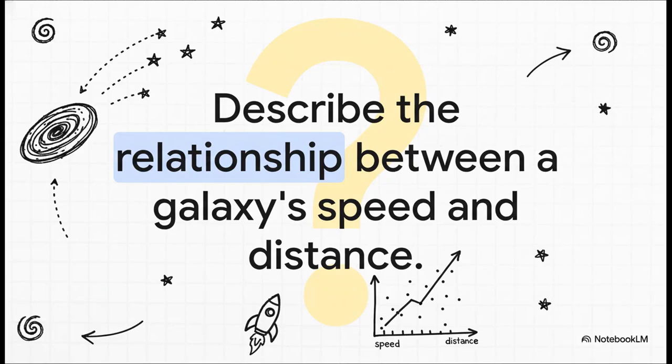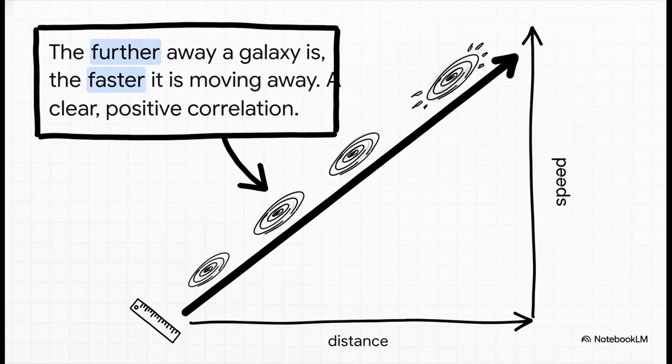Now for question 05.3. It asks you to simply describe the relationship. Notice that word describe. It's not asking for an explanation yet, just a description of the pattern that you can see in all those data points. The clearest answer, and this is straight out of the mark scheme, is the further away a galaxy is, the faster it is moving away. You could also say that speed is directly proportional to distance. Either of those simple, direct statements nails it and gets you the mark.